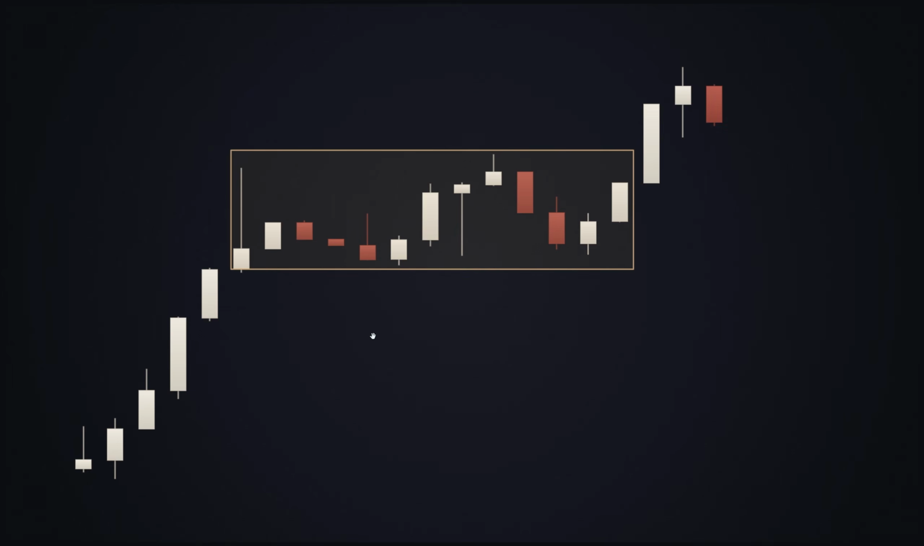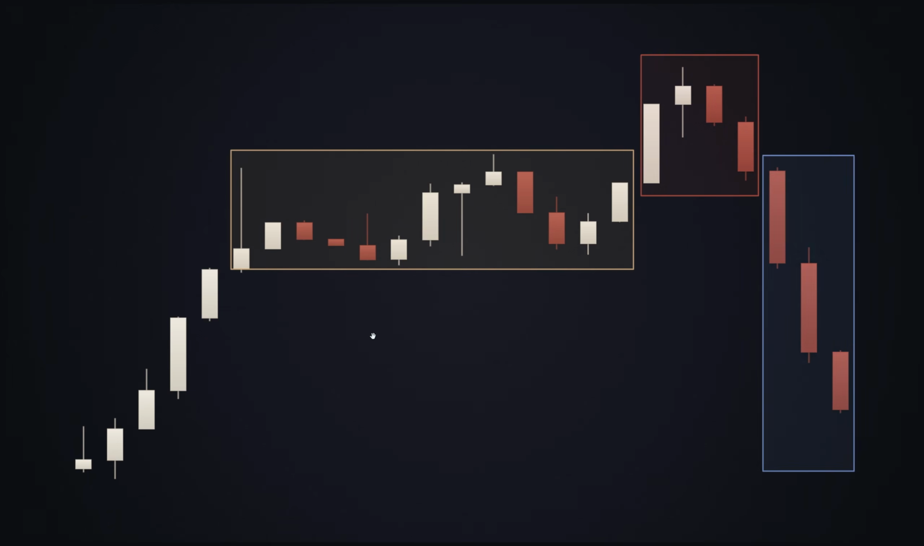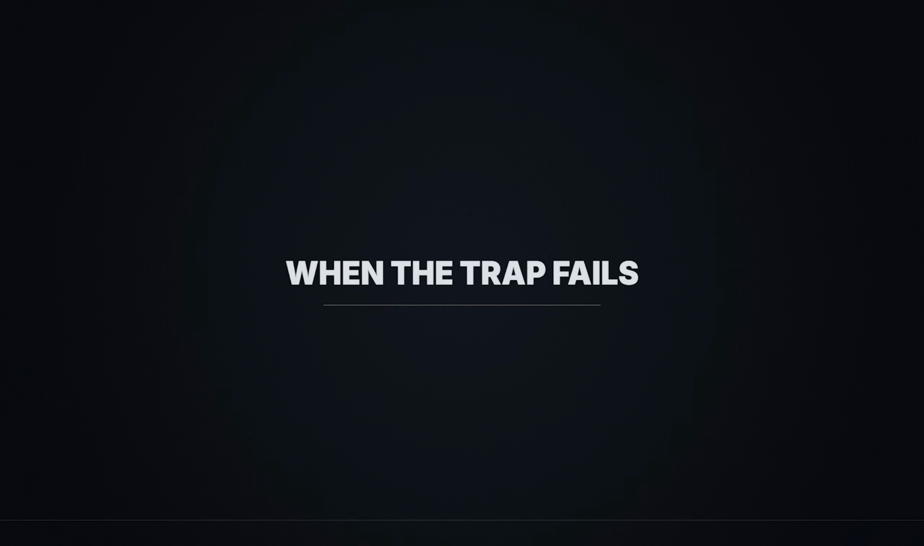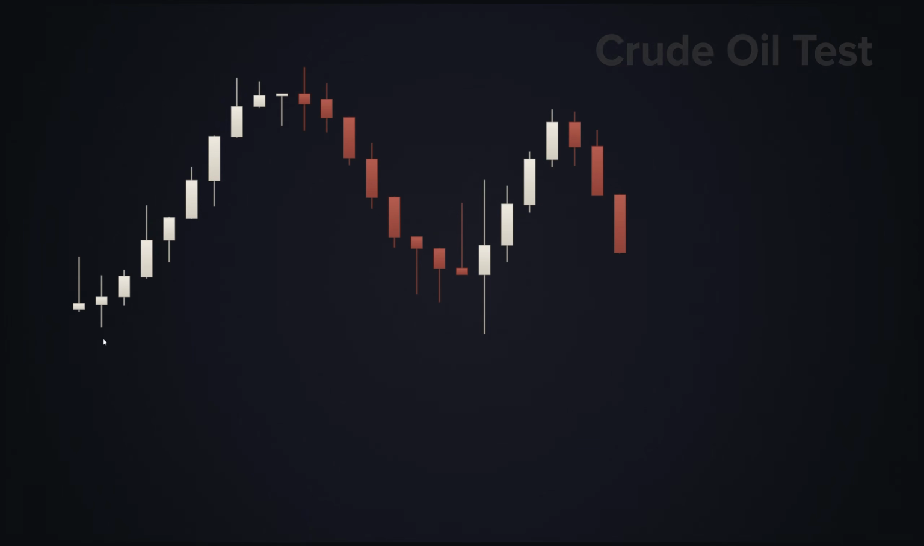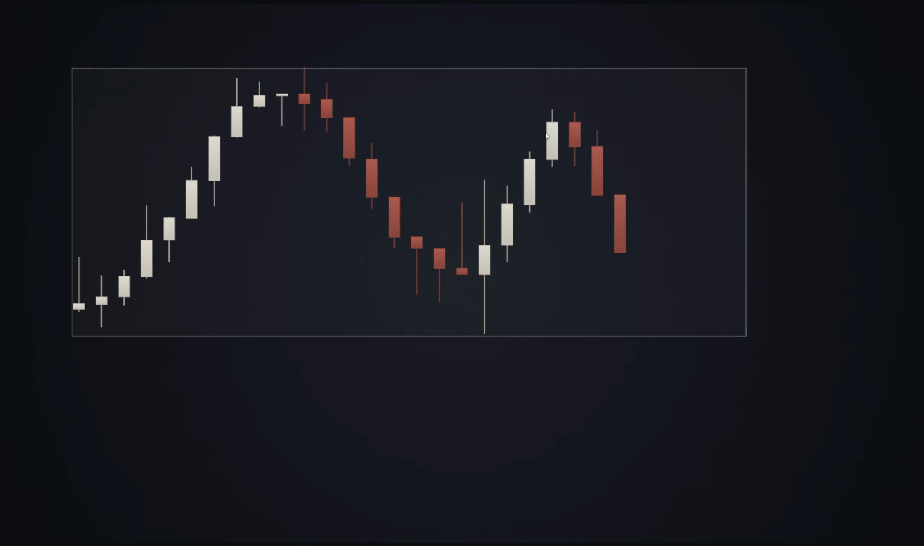Okay, that's the model when the trap works as designed. But here's where this whole framework can torch your account. Watch what happens when the sweep isn't a hunt at all. Crude oil market. Price has been between a clean high and a clean low. Same setup we just walked through. Same shape, same logic. The low gets swept, and every Wyckoff student sees a spring forming.